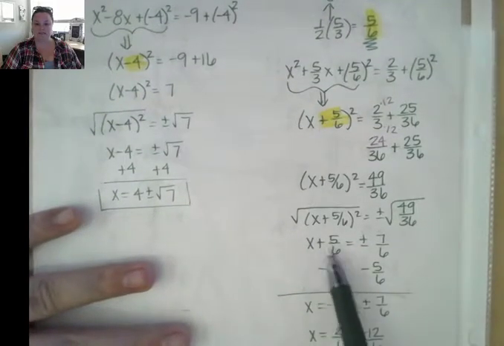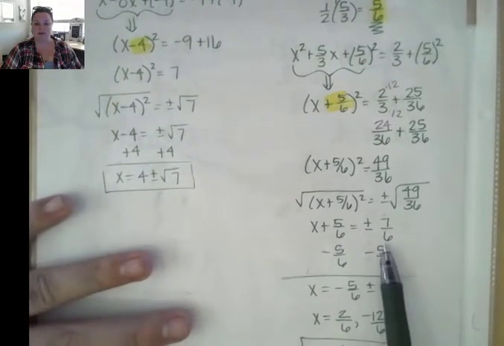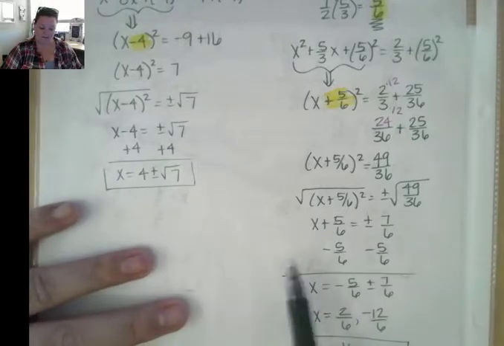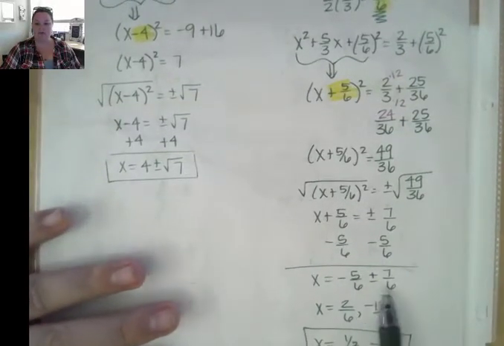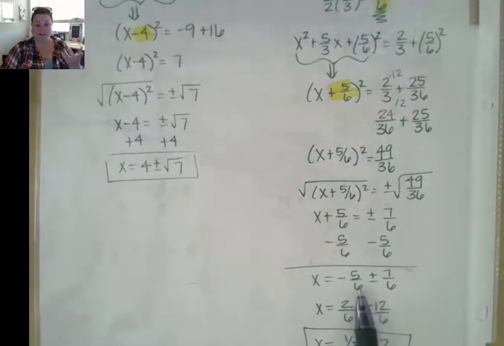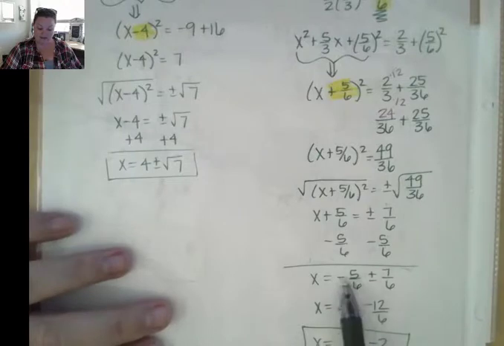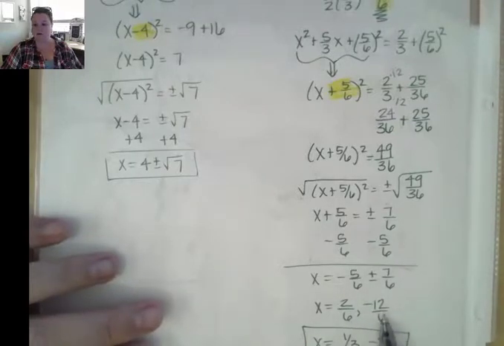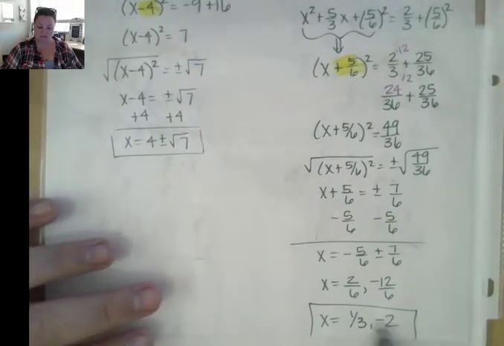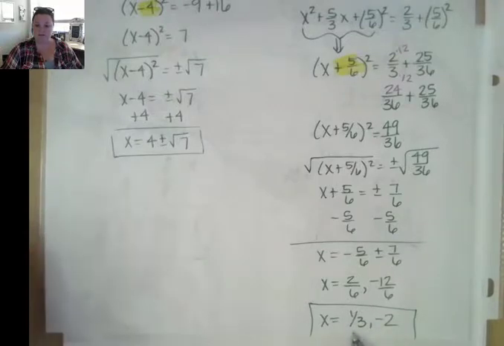So we have x plus 5/6 is equal to plus or minus 7/6. And then when we move our 5/6 to the other side by subtracting, notice what we have now are 2 regular numbers that we can combine like terms, right? So -5/6 plus 7/6 gives me 2/6. And -5/6 minus 7/6 gives me -12/6. And then I just reduce each piece. So I get a positive third or -2, okay?